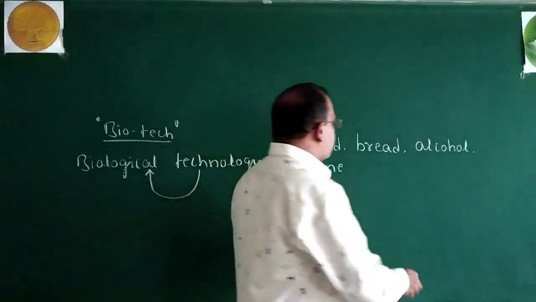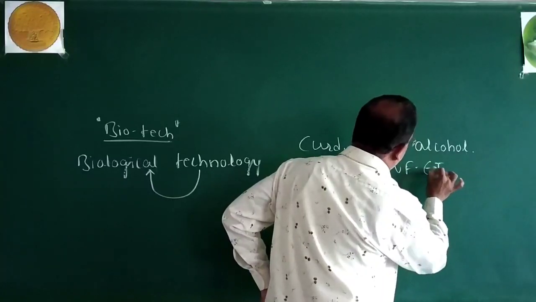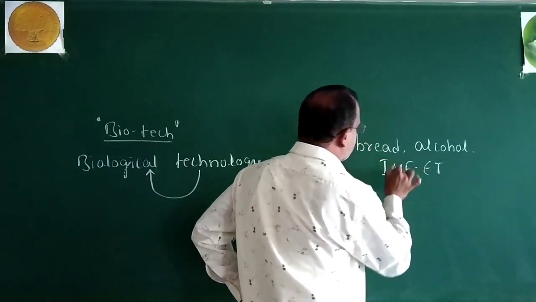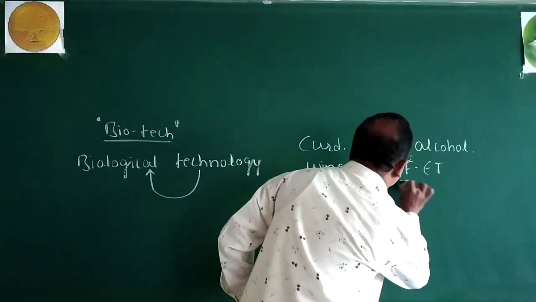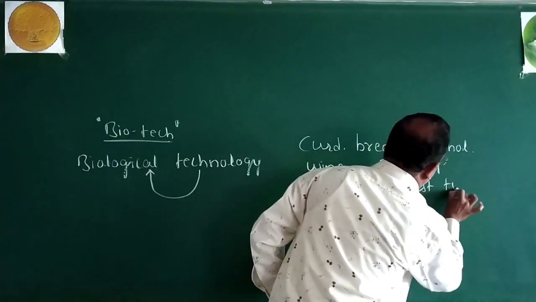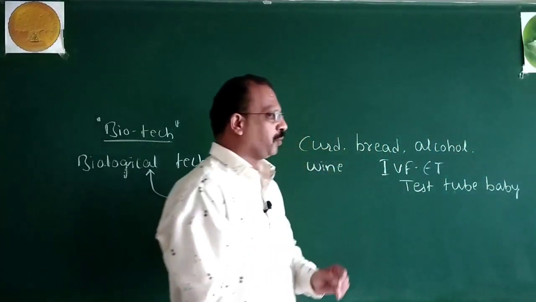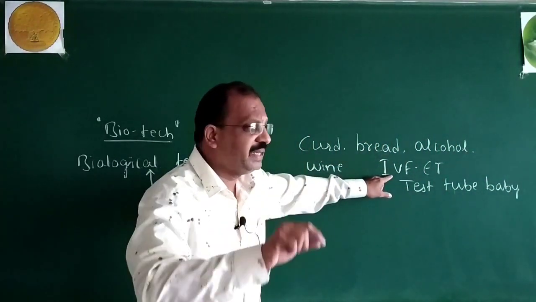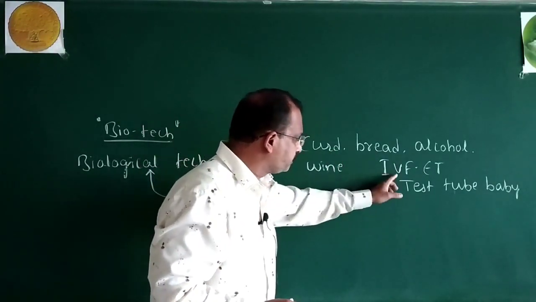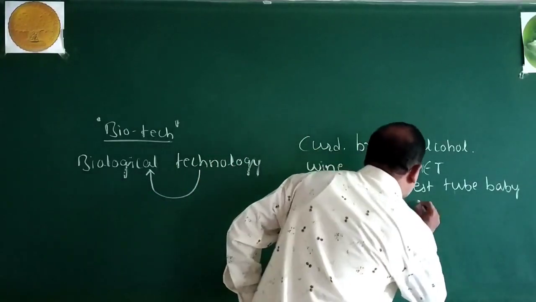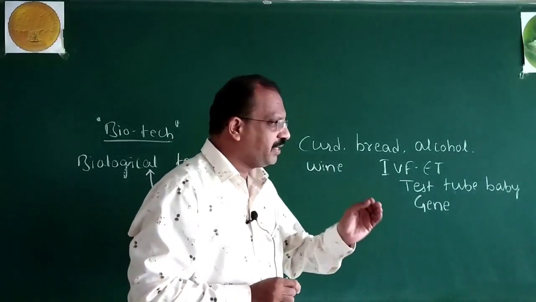In addition to that, it also includes IVF and ET. You know already, in vitro fertilization and embryo transfer. It is commonly called test tube baby. IVF and ET we have come across in detail in the reproductive health chapter. It also includes synthesizing a gene and using it.